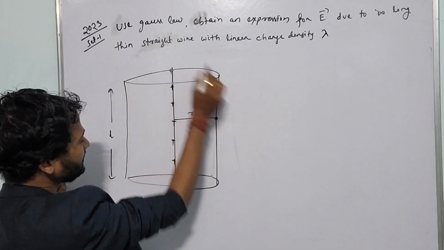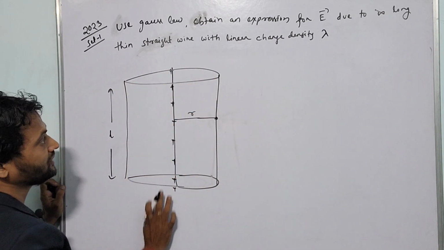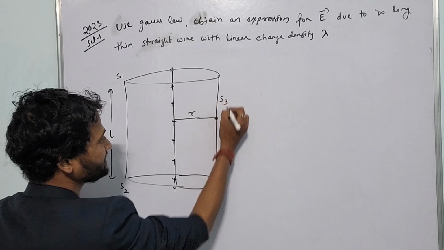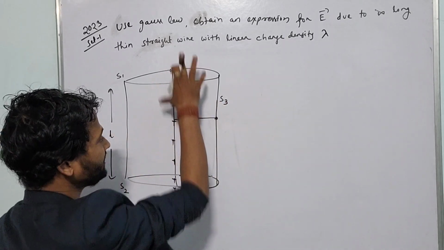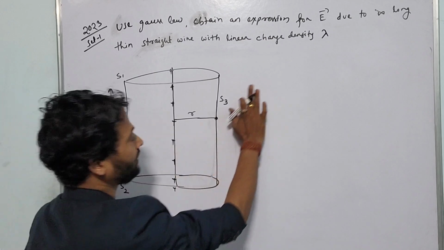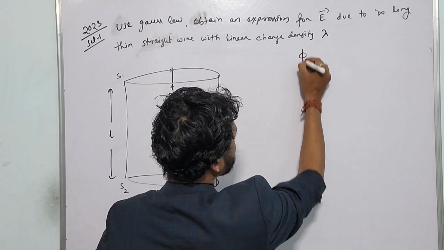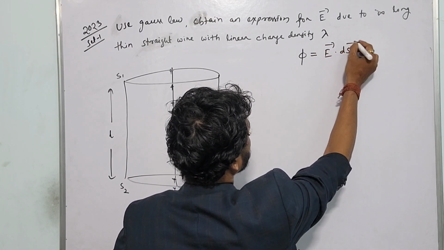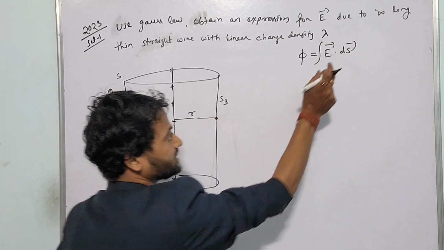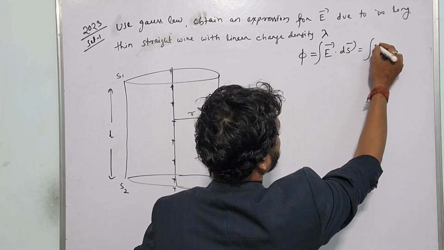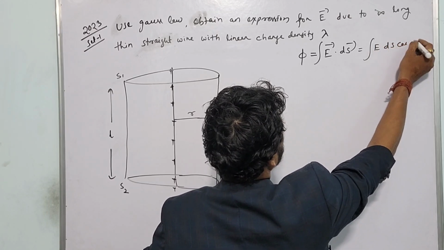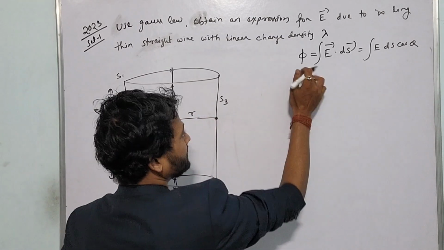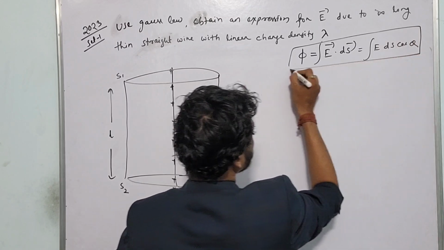In this cylindrical Gaussian surface, we have three surfaces: two flat surfaces, let them be S1 and S2, and one curved surface, that is S3. So we'll find the flux through each surface. That is our first objective. You know, flux through a surface is nothing but the integration of E dot ds. E is the electric field, ds is the small surface area. So it will be the integration of E ds cos theta. Theta is the angle between the electric field and the normal to the surface area. That thing you should remember.